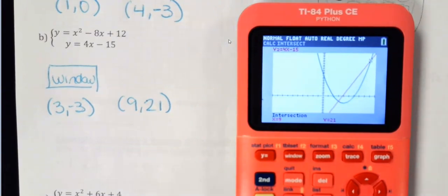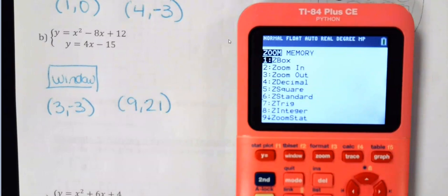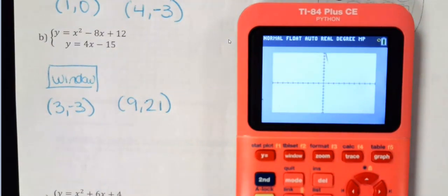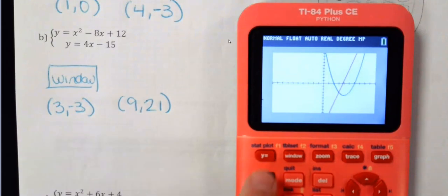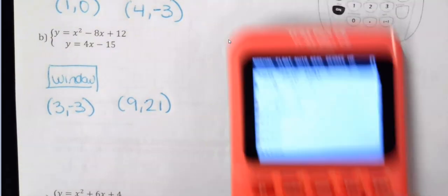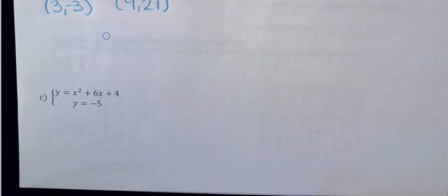All right, now, if I want to put the window back to how it was, if you want, just hit that zoom and then number 6. Zoom standard will put you back -10 to 10, -10 to 10 for the X and Y. Can't see the intersection anymore, but that's always a good place to start. And then one more time, I'm going to go back into Y equals here. And we'll do this last one.